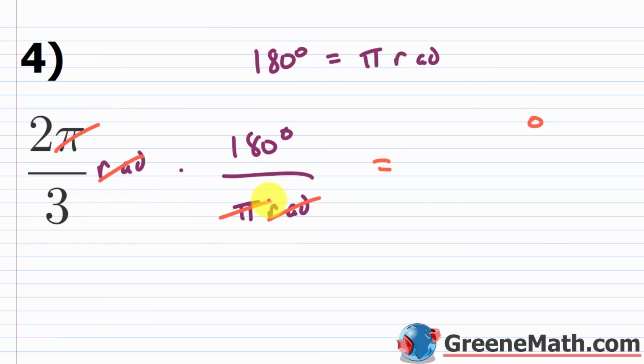We will cancel this with this so that this is in terms of degrees now. And then pi over pi is going to cancel. That's going to be 1. 180 divided by 3 is going to be 60. So this would be 60 times 2, which is 120. And again, this is in terms of degrees. So this would be 120 degrees. So 2 pi over 3 radians would be equal to 120 degrees.